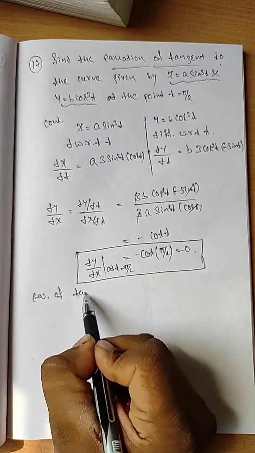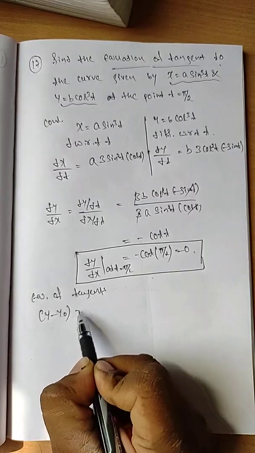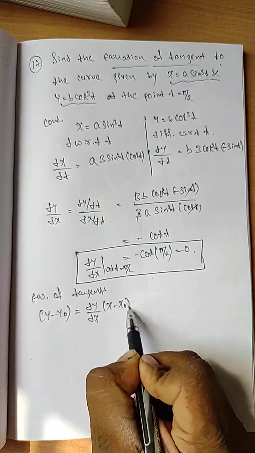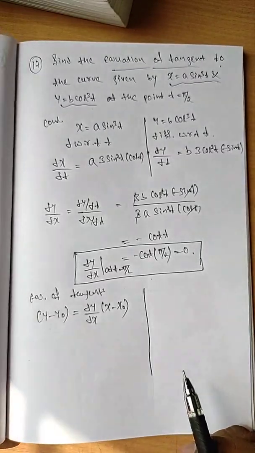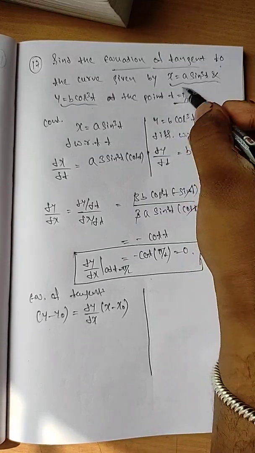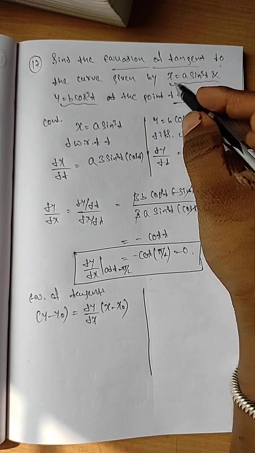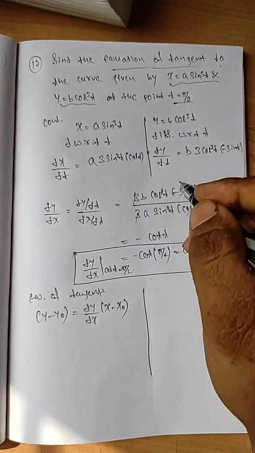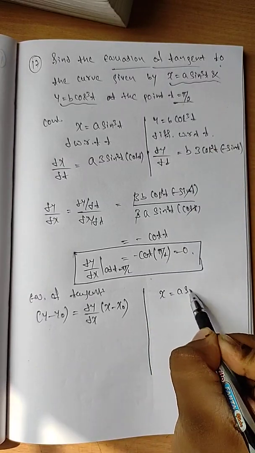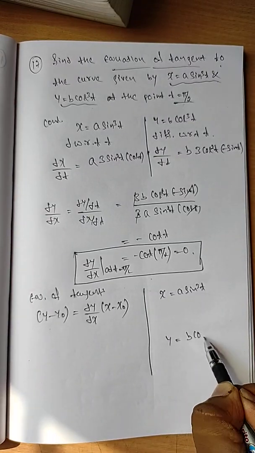The equation of a tangent is y minus y naught is equal to dy by dx into x minus x naught. Is it clear? Now, they gave the point in the form of t is equal to pi by 2. The point is given in the form of t. We need the point in the form of x and y. For that, what shall we do? Here x is equal to a sin cube t, and y is equal to b cos cube t.